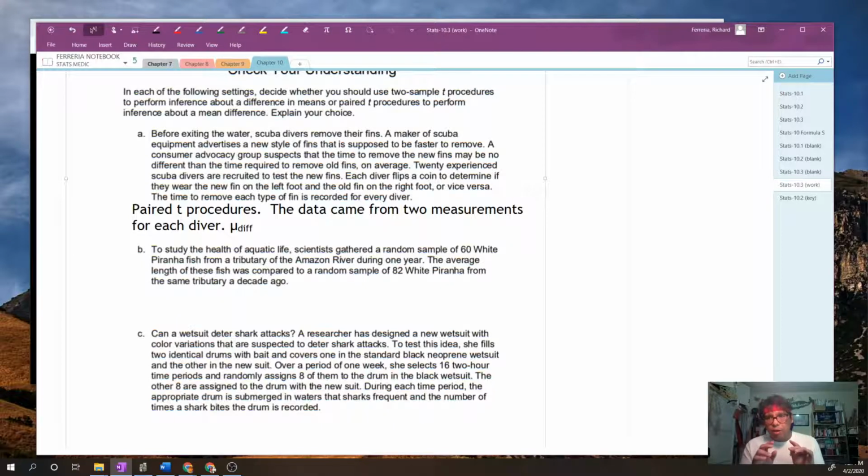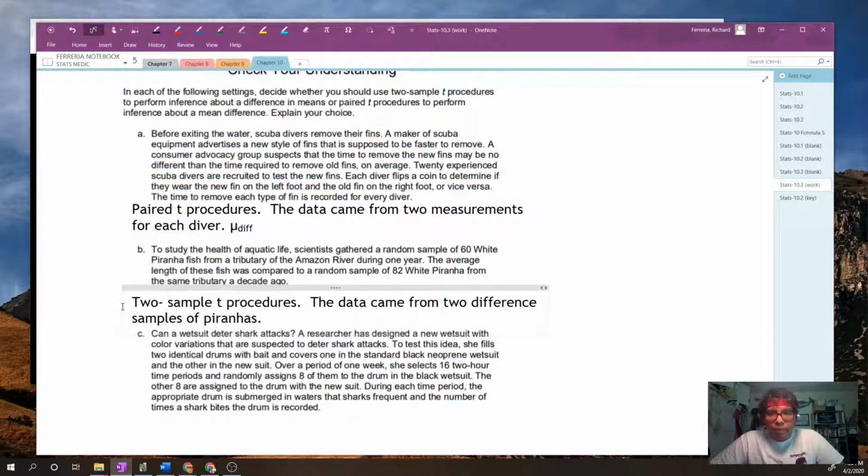Let's just make sure they're not pairing. They're not saying one white piranha from that tributary is equivalent to another white piranha 10 years later. Also, the all-important tell that I've been saying, there are 60 piranha in one sample and 82 piranha in the other. So, two-sample t procedures. The data came from two different samples of piranha. Great. Now, how about this last one?